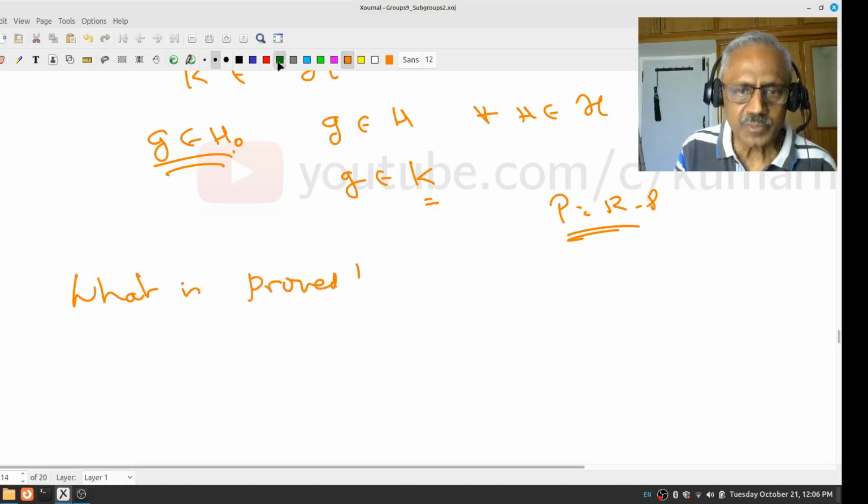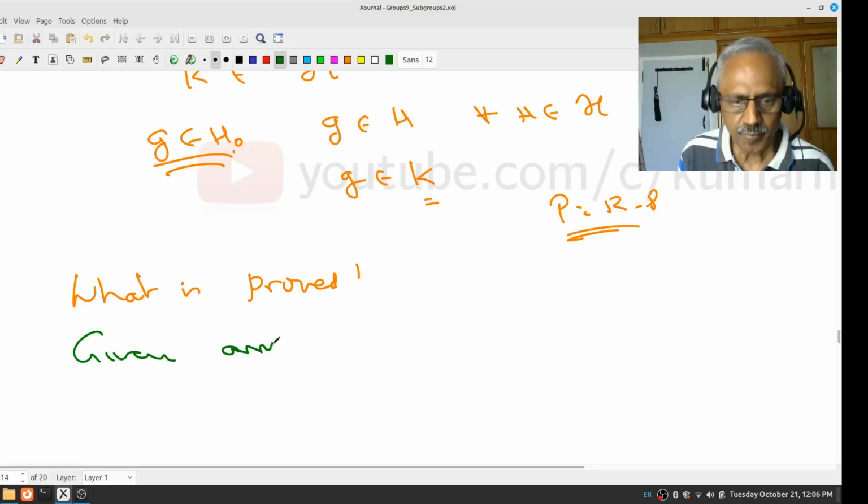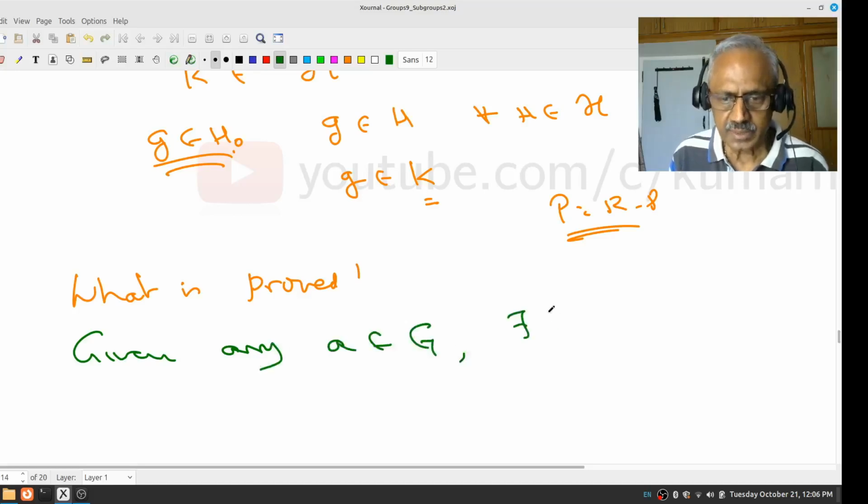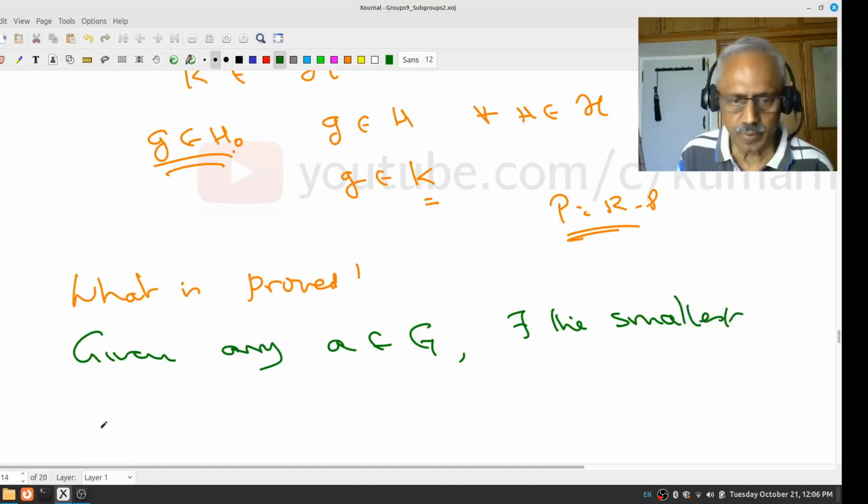What is proved is something very interesting. Given any A in group G, there exists the smallest subgroup H that contains A.